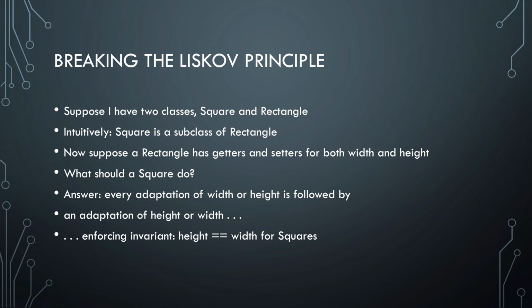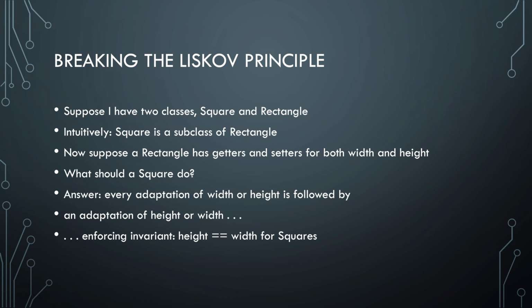Let's see what happens if I break this principle. Suppose we have two classes, square and rectangle. You could say square is a subclass of rectangle, because a square is a special kind of rectangle, one with equal length sides. Suppose rectangle has a way to set its width and height. What should a square do?